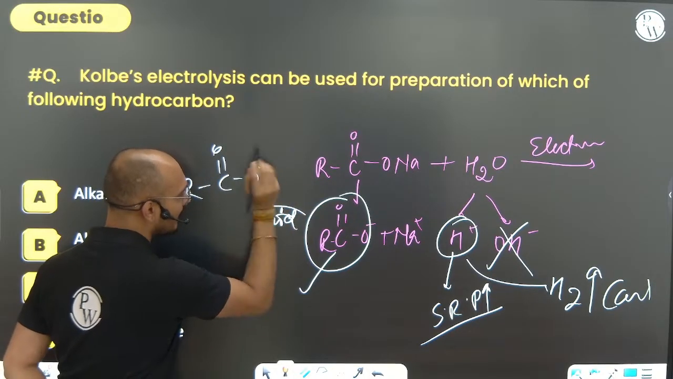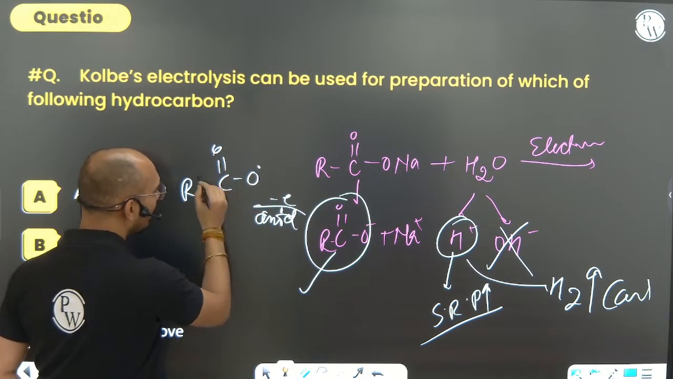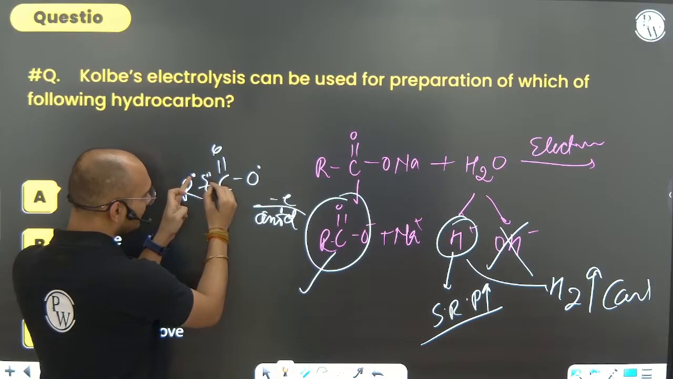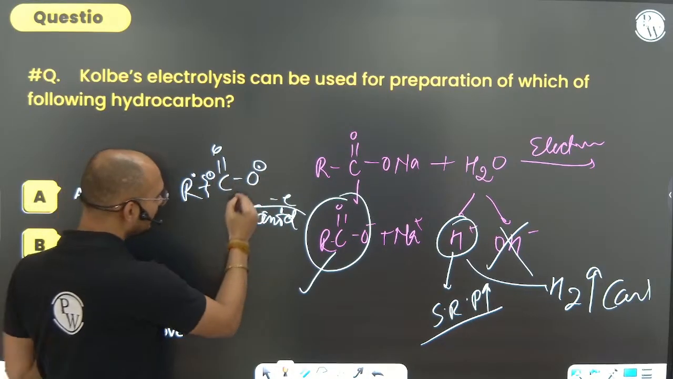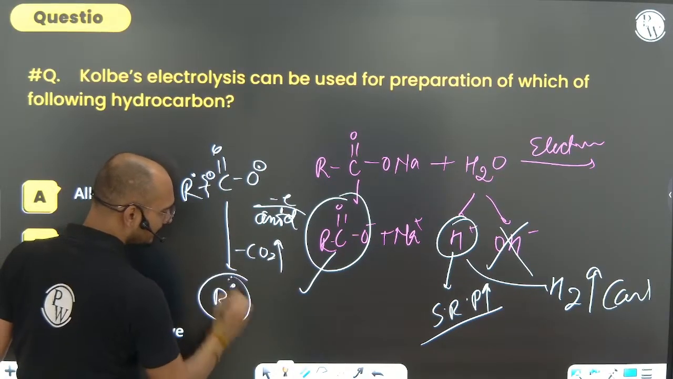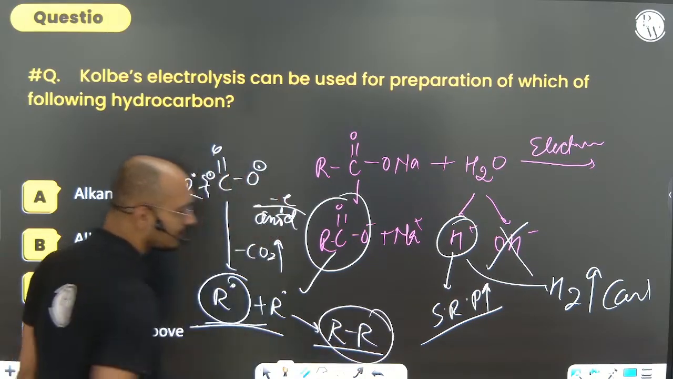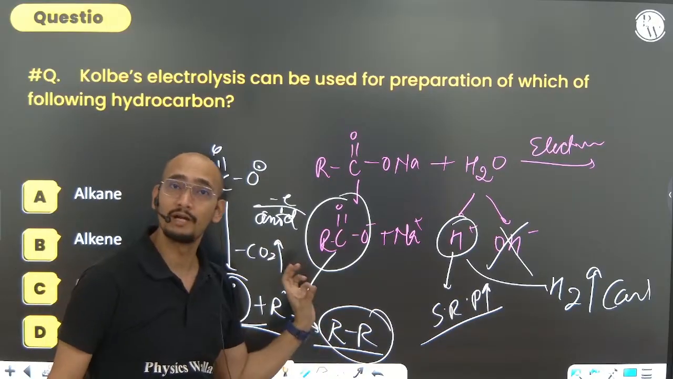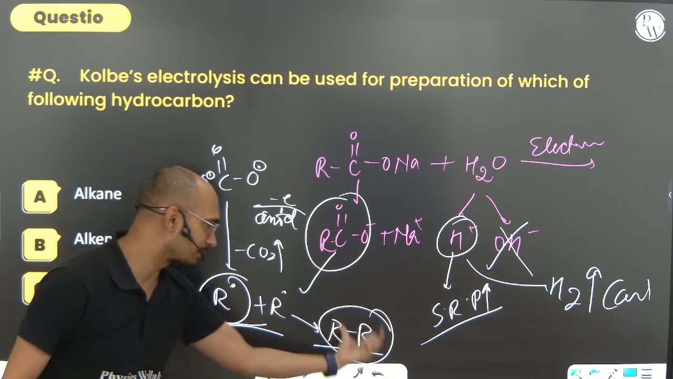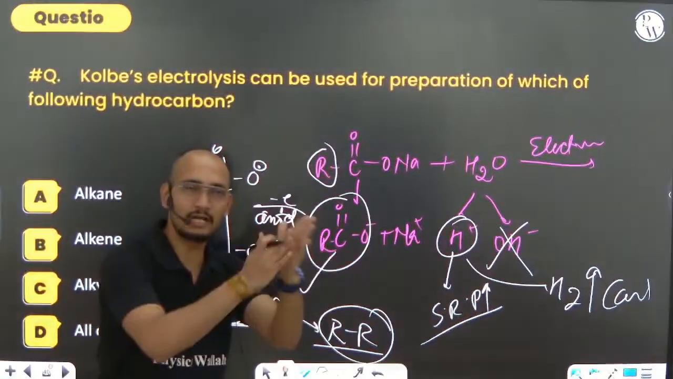As the electron is removed, one electron is left, because there were 2 electrons. If you remove 1 electron, what will happen? This R will break homolytically. Carbon has 1 and oxygen has 1, a free radical, and it will convert into carbon dioxide, which will be free, and an R free radical. There will not be only one R free radical but another R free radical also. So R-R is formed, just the same as what we studied in the Wurtz reaction, the same product will be formed here also. Whatever the R part is, it will be coupled symmetrically.